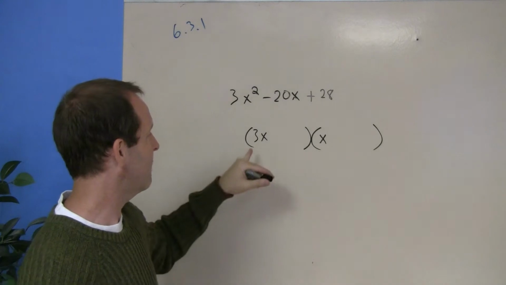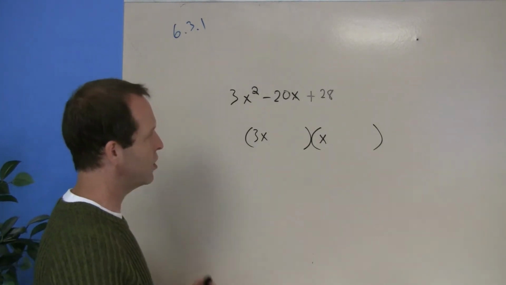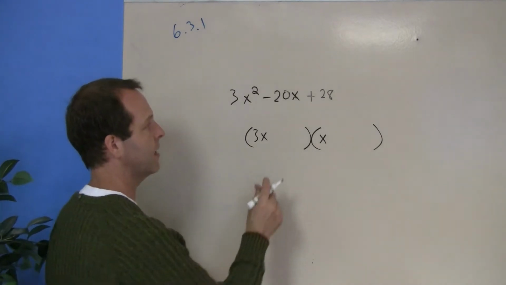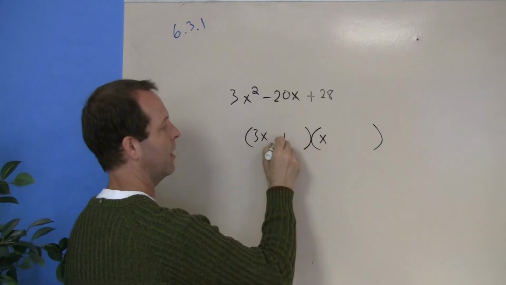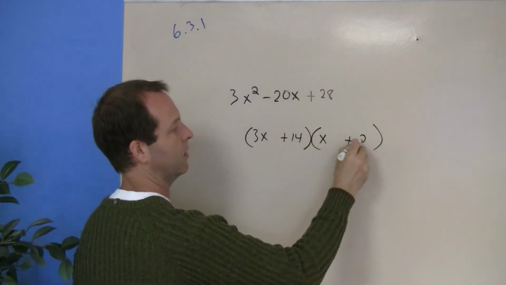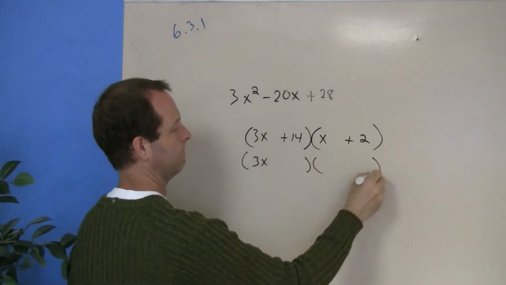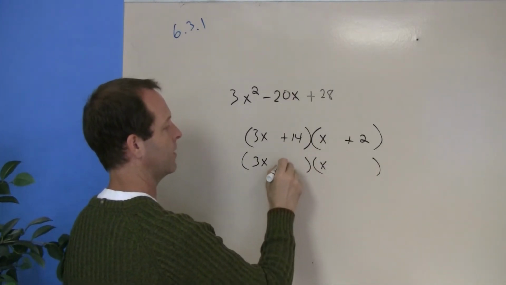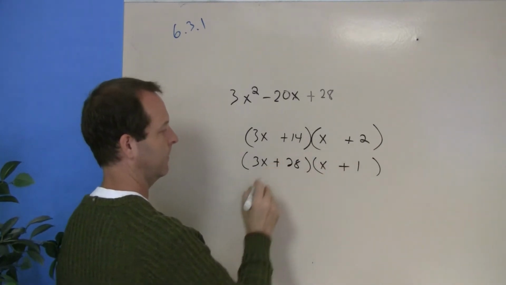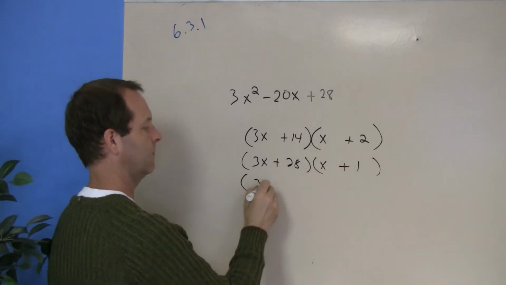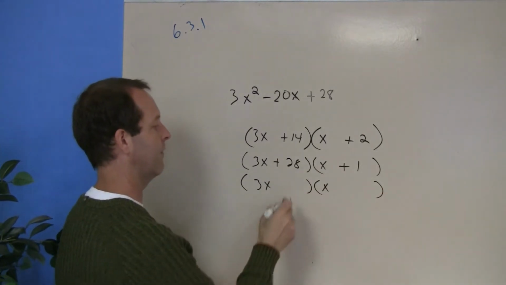Well, this time, because I have this 3 involved, it's going to require just one little extra step. So my strategy usually now is to think of all the factors of 28. So one factor pair is a plus 14 and a plus 2. Another one is a 28 and a 1. Another one is a 7 and a 4.